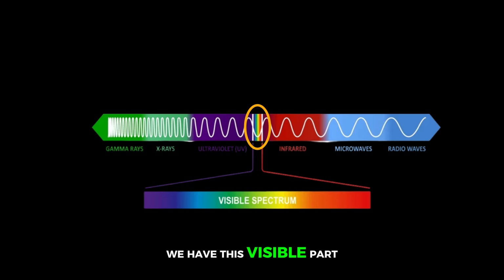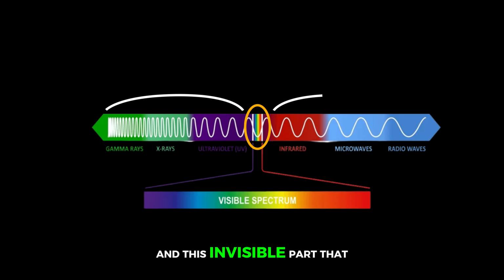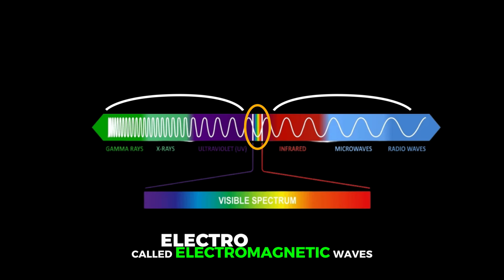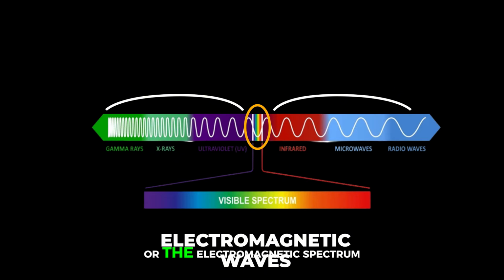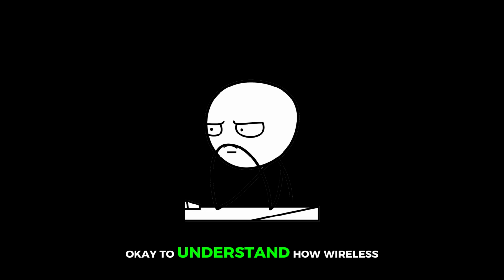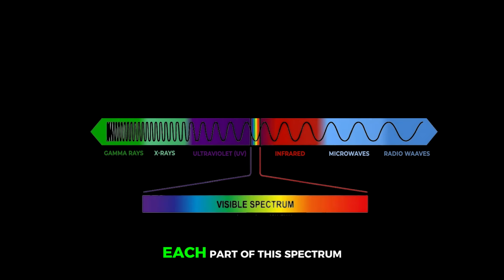We have this visible part and this invisible part that we can't see because the human eye is designed only to see this very small section, a tiny piece of something called electromagnetic waves, or the electromagnetic spectrum. Okay, to understand how wireless things communicate without wires, I want to talk about each part of this spectrum, so the idea becomes clearer overall.